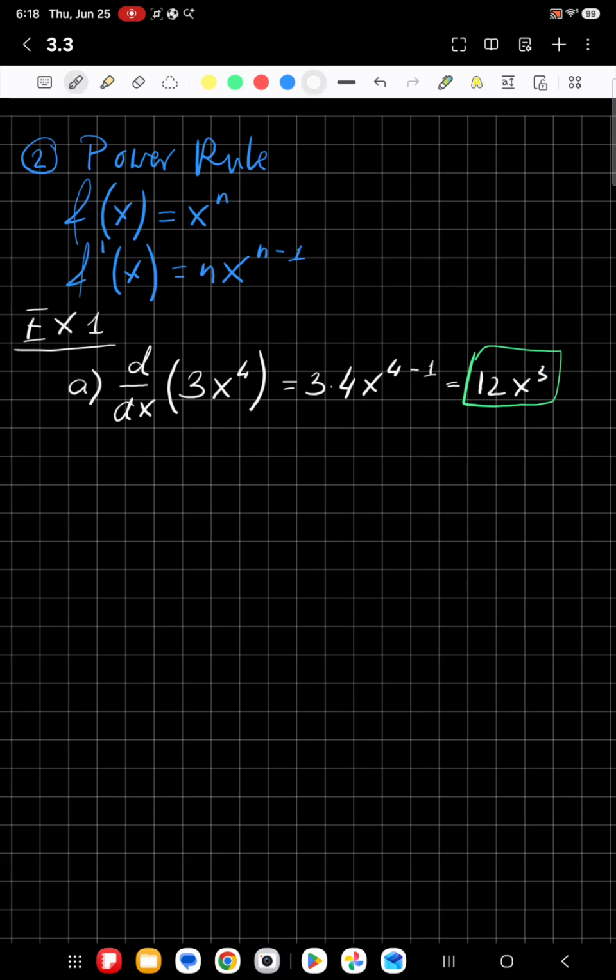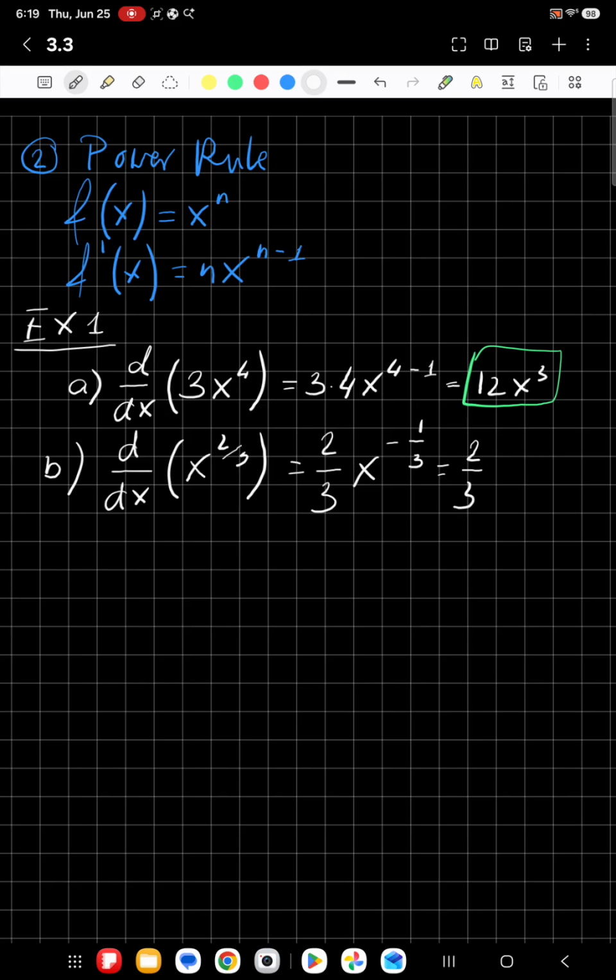Okay, so let's do a couple more. So b, that's the derivative of x to the 2/3. Okay, so first step, this 2/3 goes to the front. So we'll have 2/3. And now I'm going to subtract 1 from it. So 2/3 minus 1 is negative 1/3. So negative 1/3, and we'll have 2/3.